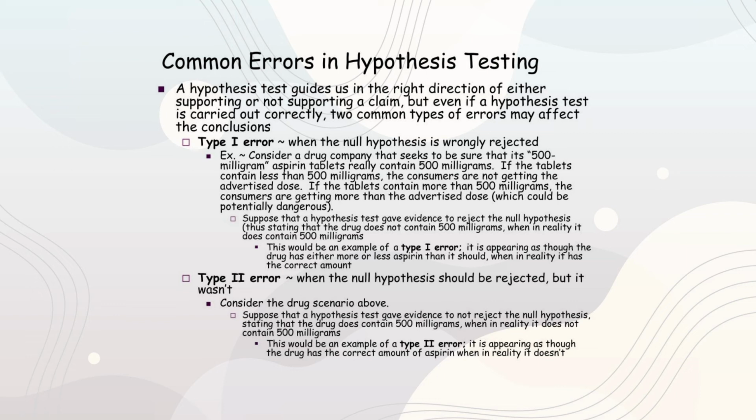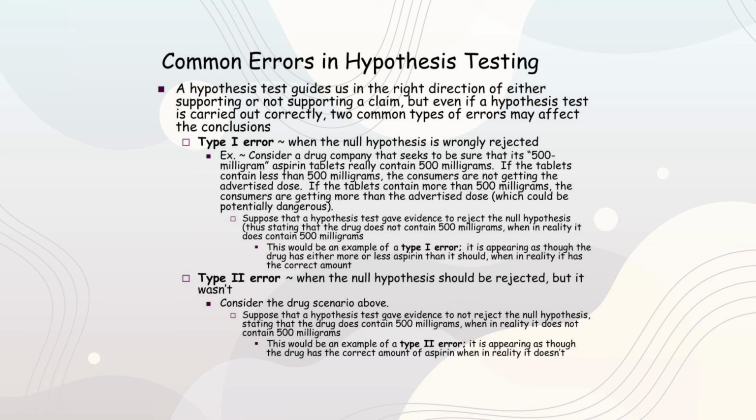When the null hypothesis is wrongly rejected, this is called type 1 error. Consider a drug company that seeks to be sure that its 500 milligram aspirin tablets really contain 500 milligrams. If the tablet contains less than 500 milligrams, the consumers are not getting the advertised dose. If the tablets contain more than 500 milligrams, the consumers are getting more than the advertised dose, which could be potentially dangerous. Suppose that a hypothesis test gave evidence to reject the null hypothesis, thus stating that the drug does not contain 500 milligrams when in reality it does. So this would be an example of type 1 error.